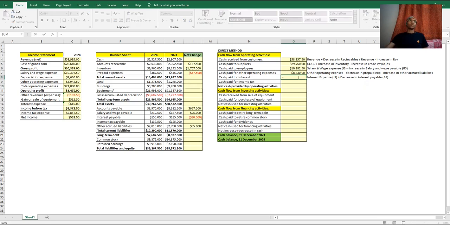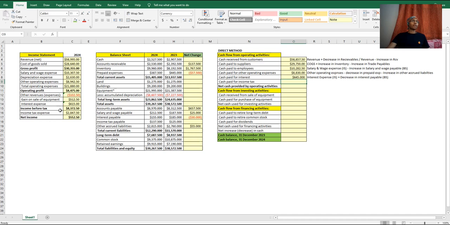So this is equal to interest expense. We use a minus here because we want to add the 30. Here it's showing a negative number, so we want to add it, so we use a negative. Negative becomes positive. 645.